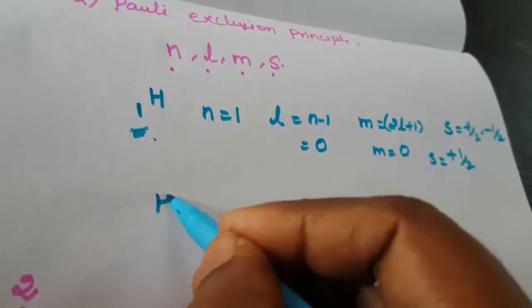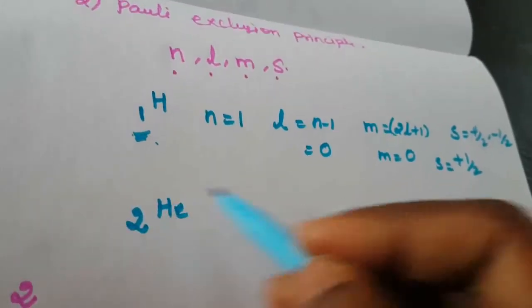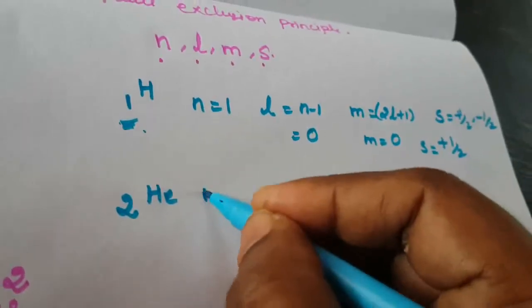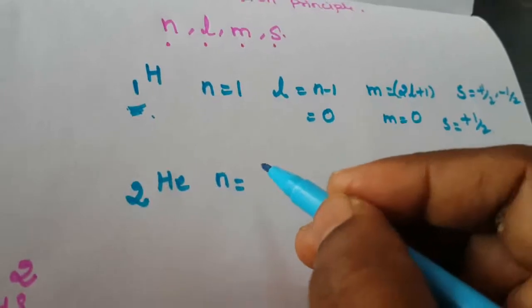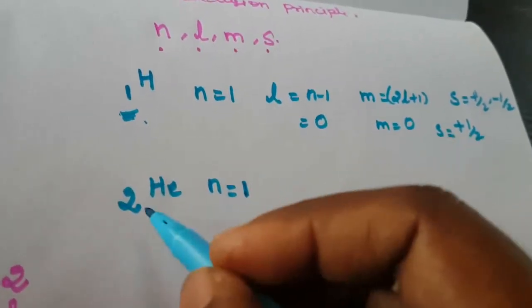This is hydrogen. Suppose in this case helium. Helium's atomic number is 2. Write the four quantum numbers. N is equal to, what is that value? N is equal to 1. This is the first line. So N is equal to 1.